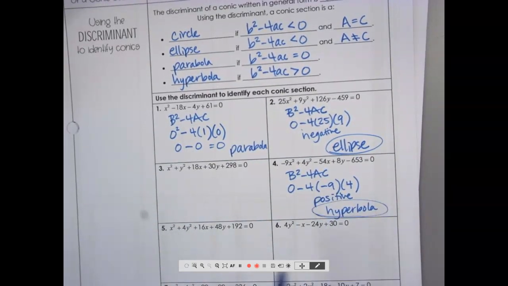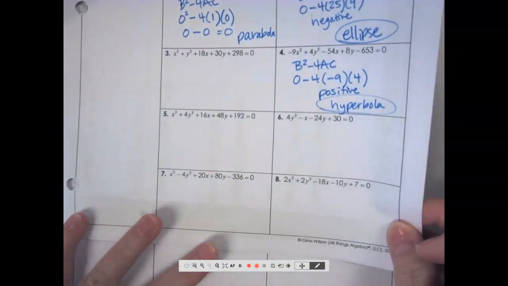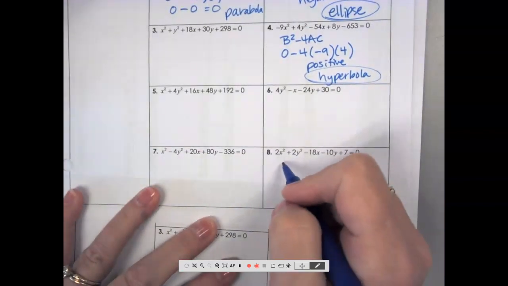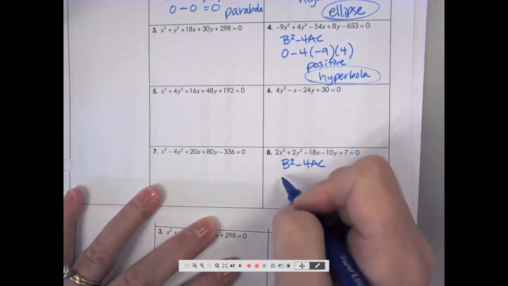Question? Let's see, we didn't do a circle. Let's do 8. B squared minus 4AC. All right, find that value for me.